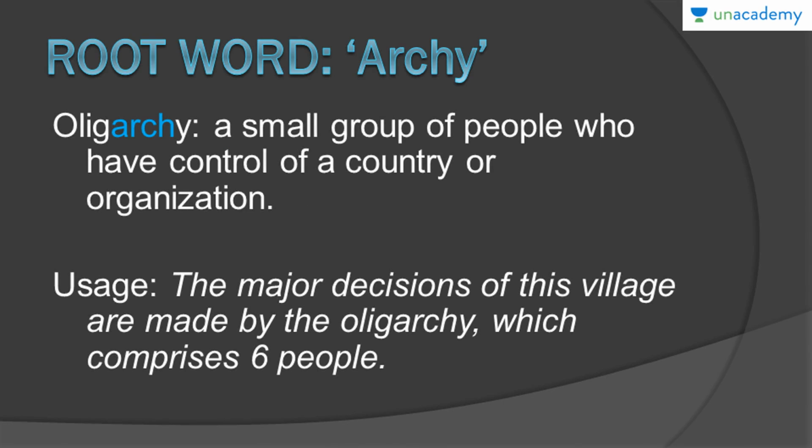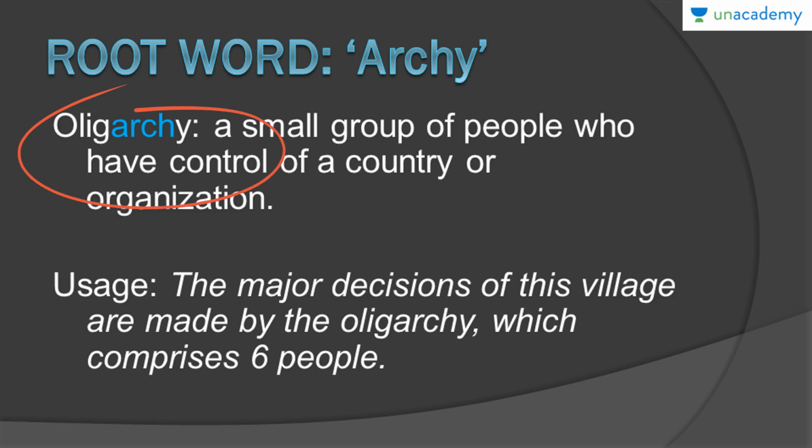The next word is oligarchy. Oligarchy is that form of government in which a small group of people form a small government and then they control the country. They have the power, the power is vested in their hands and they are a small group of people. So that is the form of government in which there is oligarchy.